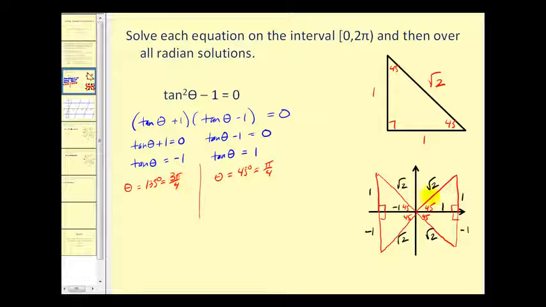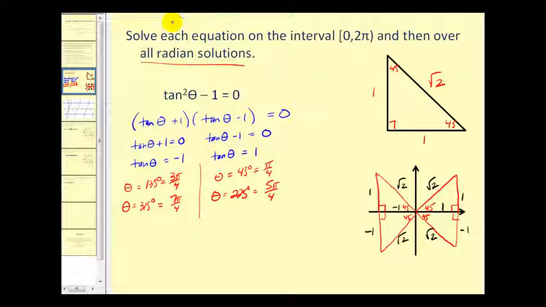In the third quadrant, this would be 180 plus 45, or 225. We'd have a tangent function value of negative 1 over negative 1, or positive 1. That'd be 5 pi over 4 radians. And lastly, we have this reference angle in the fourth quadrant. That'd be 315 degrees, or 7 pi over 4 radians.